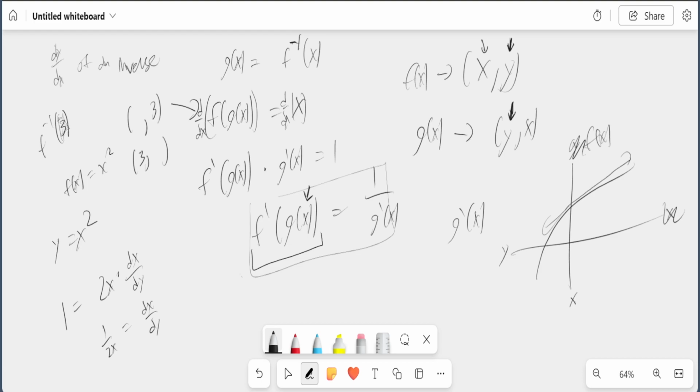F inverse, so d/dx at 3. So what can you plug into x squared to get 3? 3 is equal to x squared, so you would plug in root 3. So that's root 3 out here, so root 3 comma 3. And so you would do 1 over f prime of root 3. F prime of x is 2x, so 1 over 2 root 3.